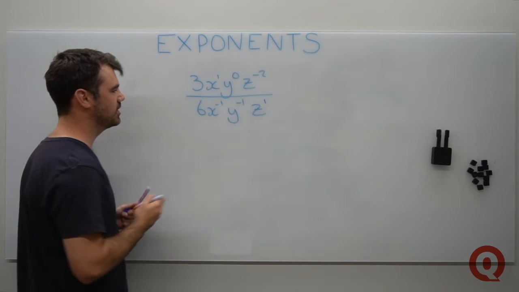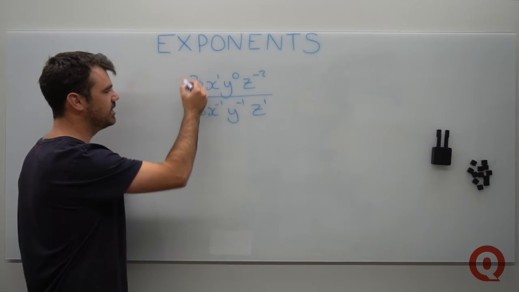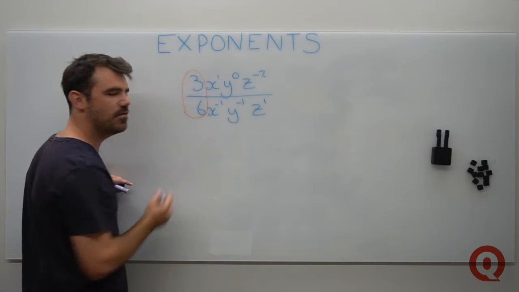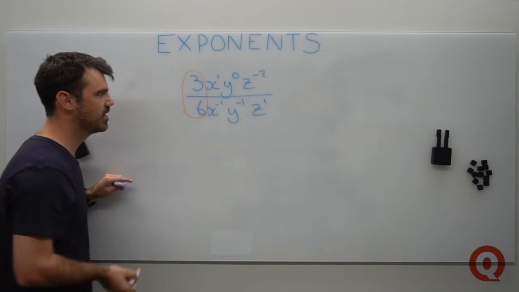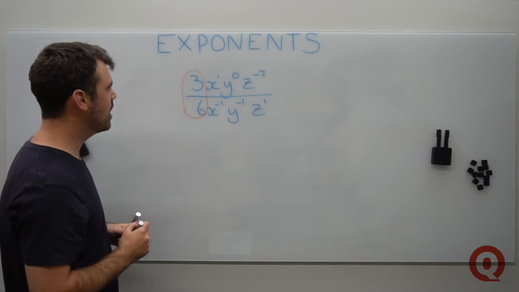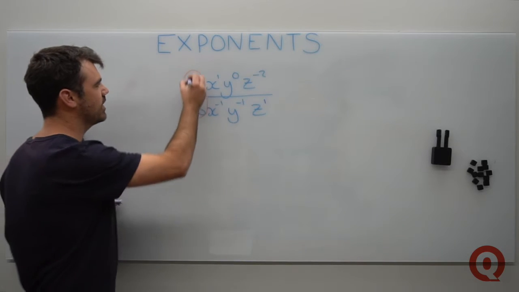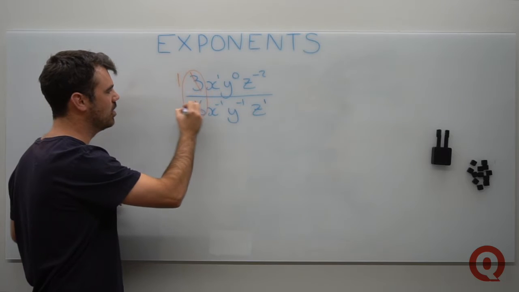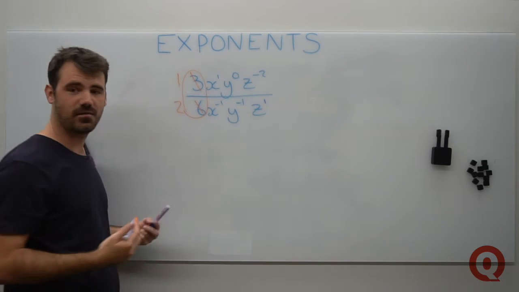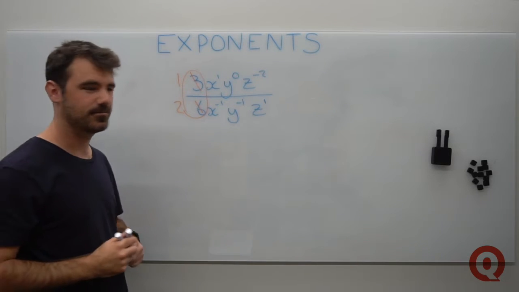So first things first, I need to simplify this. We deal with the coefficients first. 3 over 6, 3 divided by 6. Now we know that this is not bigger than the 6, so it's going to be a fraction of a number. So I can simplify it to be 1 over 2, because 3 goes into itself once and it goes into 6 twice.